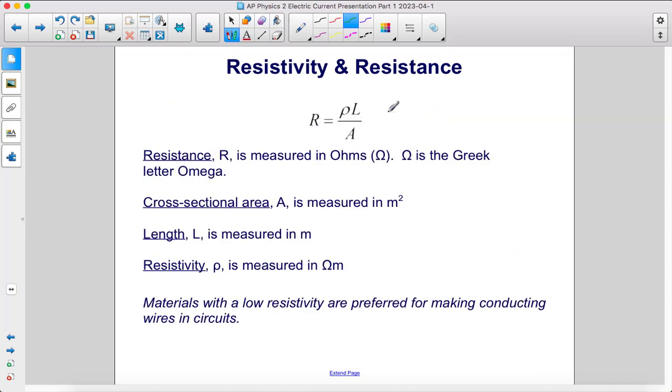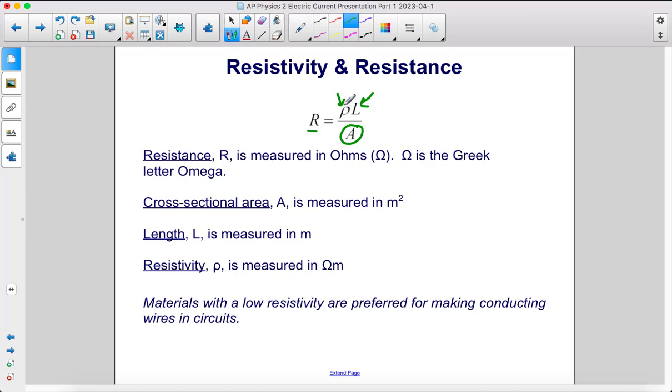So here's our equation for the resistance of a wire. We have resistance, R, measured in ohms. The cross-sectional area, A, is in square meters. Length, here, is in meters. And resistivity, rho, is measured in ohm meters.